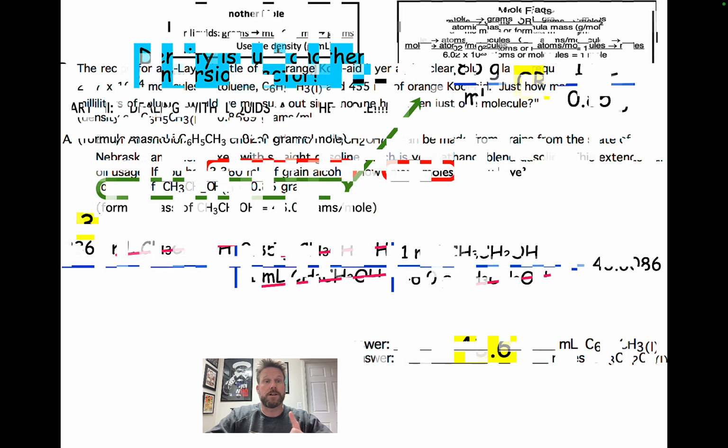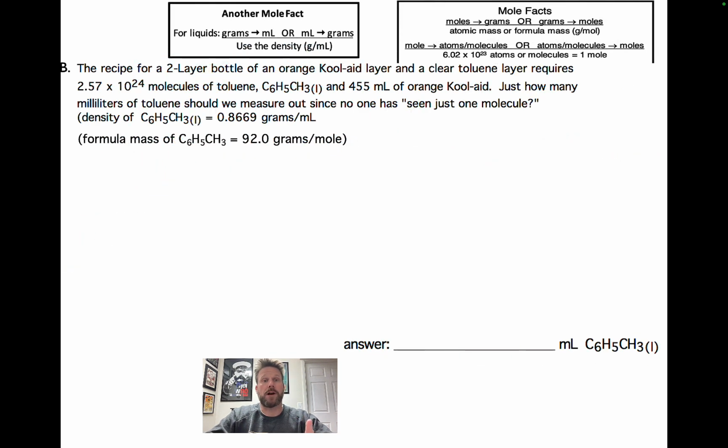All right. Let's look at a problem that will require us to use all 3 conversion factors that we know so far. Reading this problem, we need 2.57 times 10 to the 24th molecules of toluene, and the question asks us how many milliliters of toluene would this be? We are given the density of toluene and the molar mass of toluene. Keep in mind what I just explained. If you are given a conversion factor, you will use it.